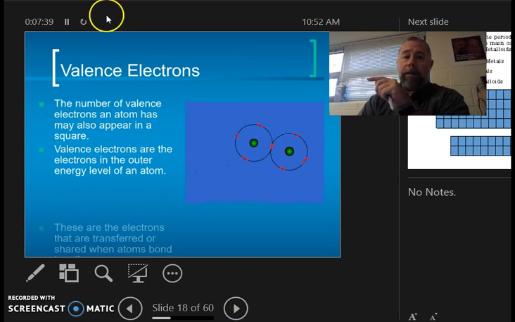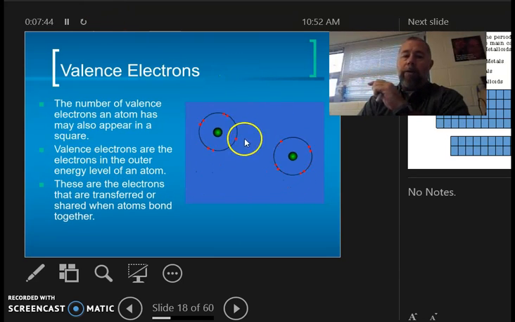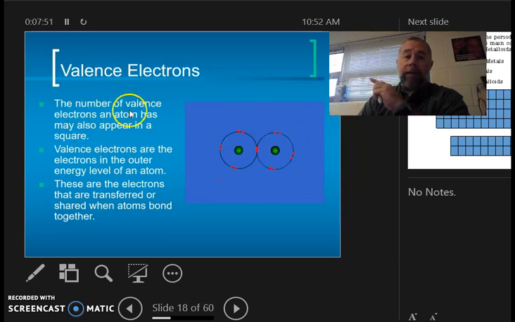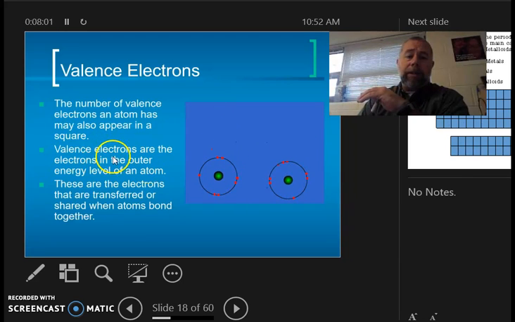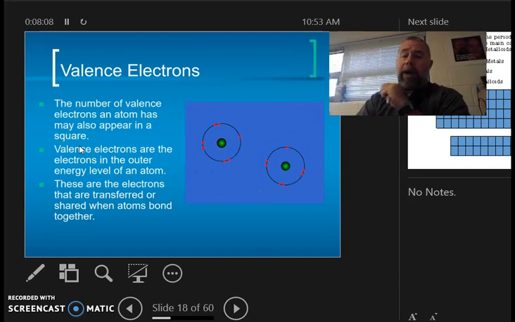Now, valence electrons. All of us need to know this. When you think valence electrons, I want you thinking of that outer shell, the last shell of electrons. That is your valence electrons. The number of valence electrons an atom has may appear in a square, these squares up here. Valence electrons are the electrons in the outer energy level of an atom. You need to know this. You should know it right away. It's one of those basic facts, like we need oxygen to breathe. Valence electrons, it's the outer shell.